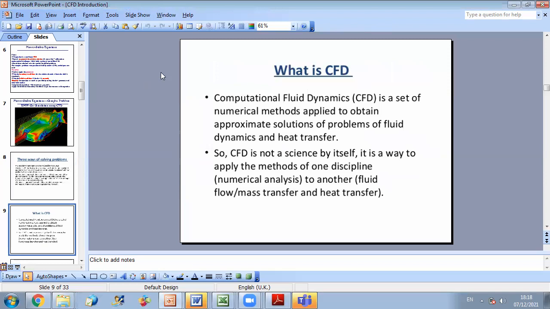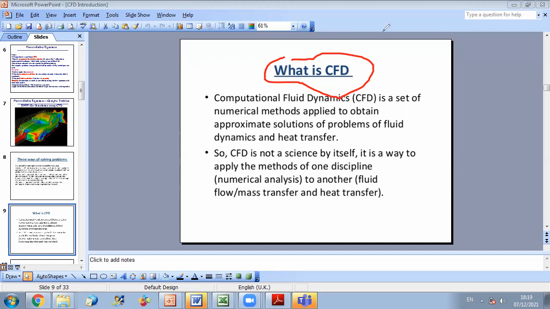So since we talked about numerical techniques, mainly this is computational fluid dynamics. CFD is computational fluid dynamics. It consists of a set of numerical methods applied to obtain approximate solutions of problems of fluid dynamics and heat transfer. So CFD is not a science by itself. It's a way to apply the methods of one discipline, which is numerical analysis, to another science, which is fluid or mass transfer and heat transfer.